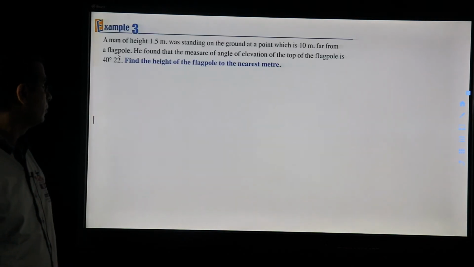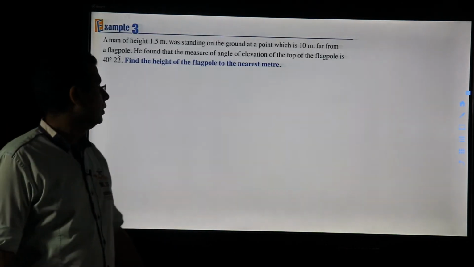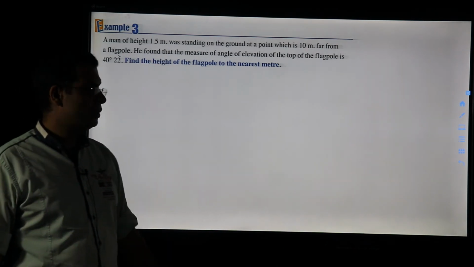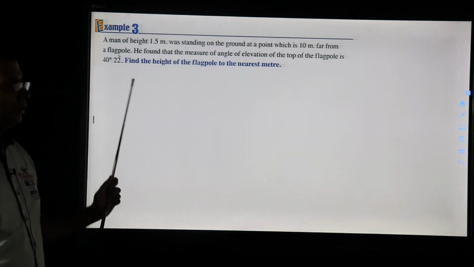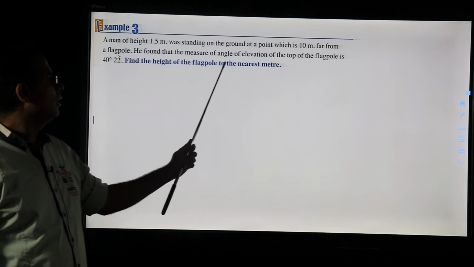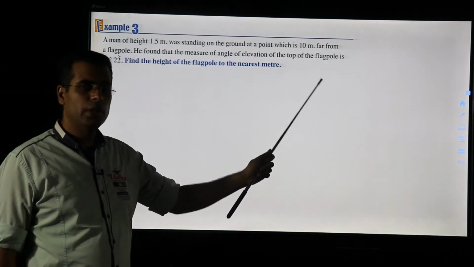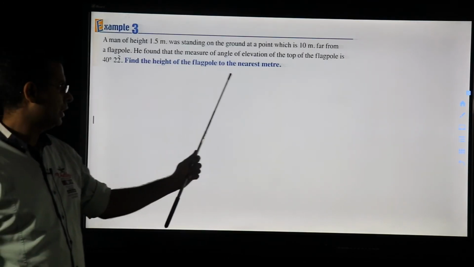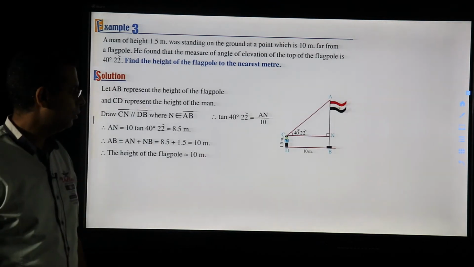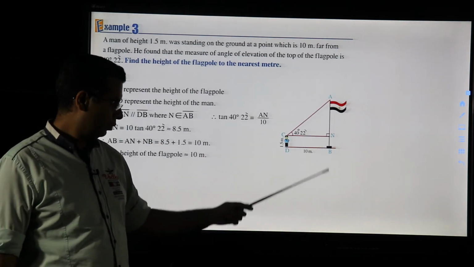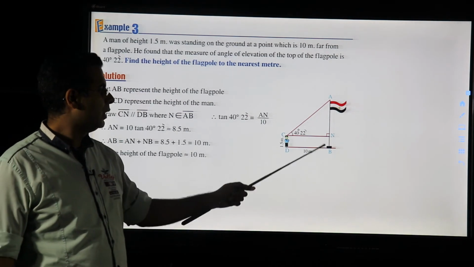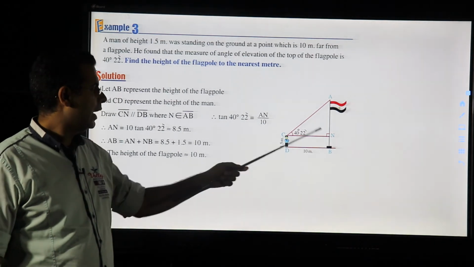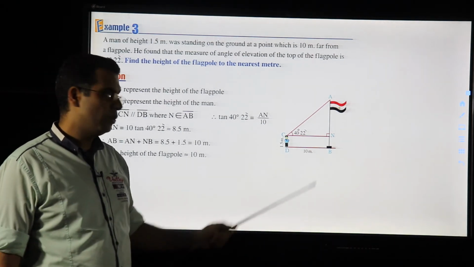Another example: a man of height 1.5 meters was standing on the ground at a point which is 10 meters far from the flagpole. He found that the measure of the angle of elevation of the top of the flagpole is 40 degrees 22 minutes. Find the height of the flagpole to the nearest meter. Draw it. We have a flagpole. We are going to separate it into two parts: NB, which is equal to the height of the man, 1.5 meters, and NA. We want to find the length of NA first.